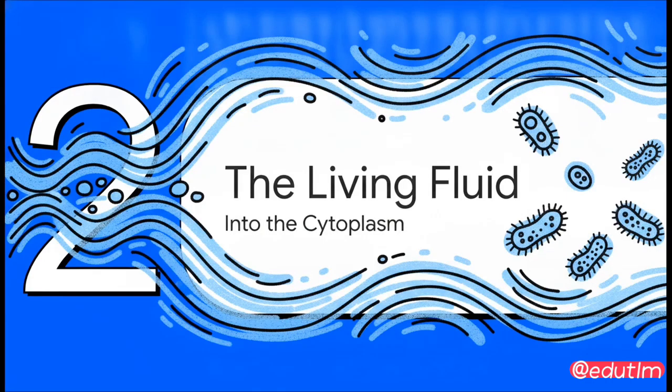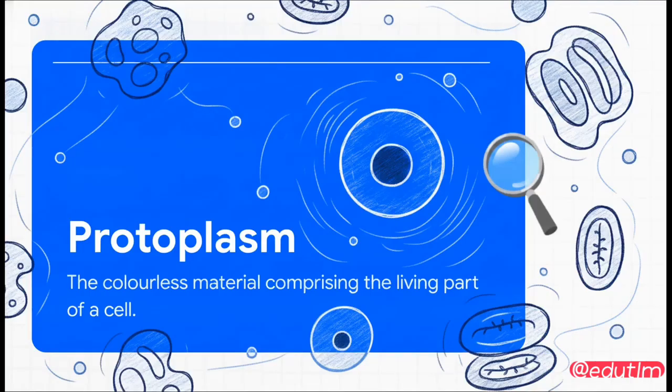Section 2. The living fluid swimming through the cytoplasm. Okay, thanks to that semi-permeable gatekeeper, we've been granted access. We're now completely immersed in the protoplasm. According to our glossary, this is the colorless material comprising the living part of a cell. Notice that it's kind of an umbrella term. It actually includes the cytoplasm, the nucleus, and other organelles. Essentially, everything inside the plasma membrane that possesses the spark of life is part of this continuous, dynamic, colorless substance.